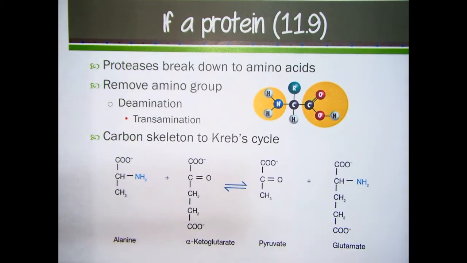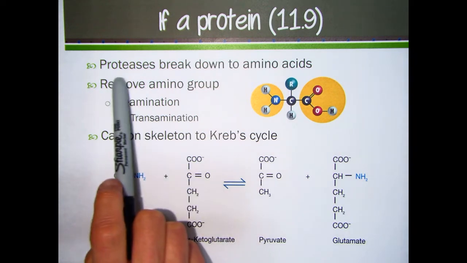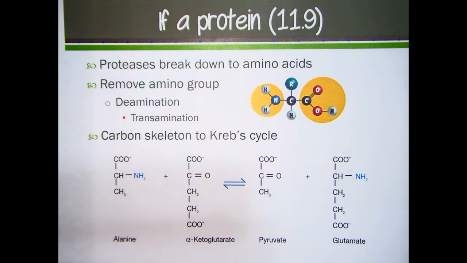If the cell is using a protein as its food source, then the first thing that will happen is enzymes called proteases will break the giant protein molecule down into individual amino acids. As a side note, the starvation media that you guys use in lab is glucose and peptone.